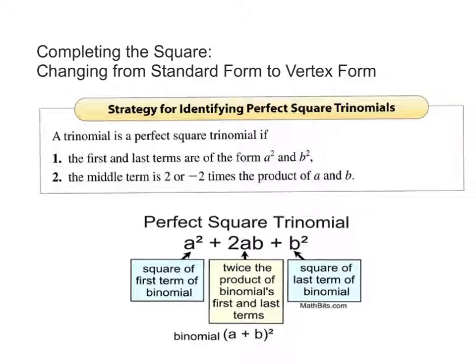So this is going to be more algebra based than anything we've been doing. Who likes algebra? Yes? Good. So this is kind of an algebra skill that you need to learn.